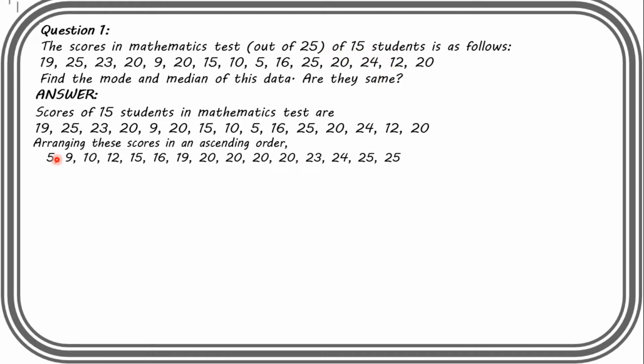So after arranging it into ascending or descending order, you must check while counting whether the total numbers are the same as in the question or not. If you have missed anything, you check it out and write it there.